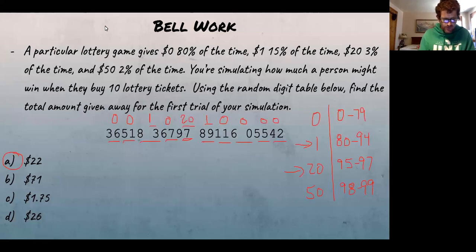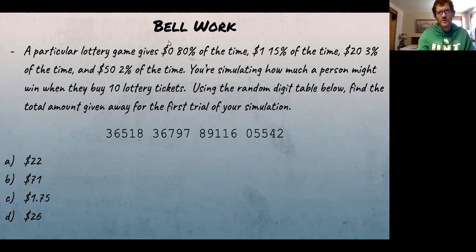The reason they wouldn't is because you could have just as easily decided, oh, you know what, I'm going to have 0 to 1 represent the 50, and then 2 to 4 represent 20, and so on. If you did that, that would throw off your answer. But I figured you guys would set it up the way that I did, so I thought it was worth it. There we go with that.